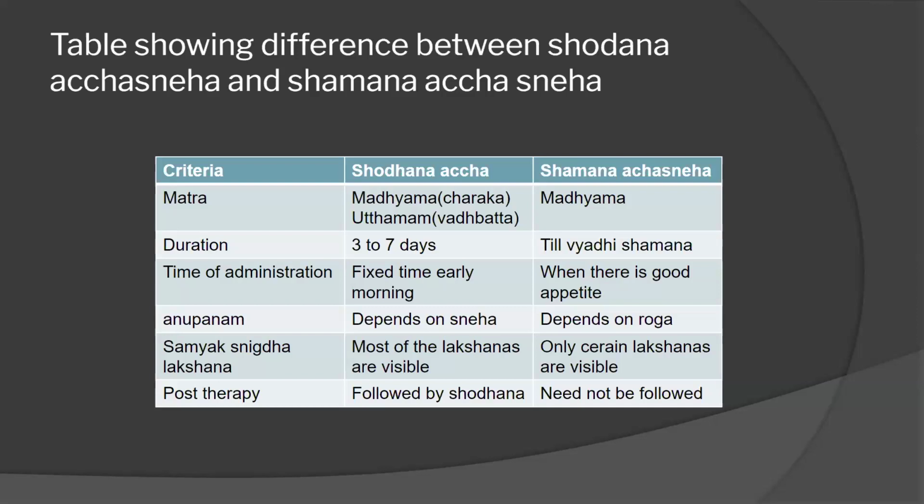Then Anupanam depends on the Sneha, whereas for Shamana Sneha it depends on the Roga. Then Samyak Snigdha Lakshanas: in Shodhana most of the Lakshanas are visible, whereas in Shamana Sneha only certain Lakshanas are visible. Then post-therapy, Shodhana is followed by Shodhana, whereas Shamana Acha need not be followed by Shodhana.